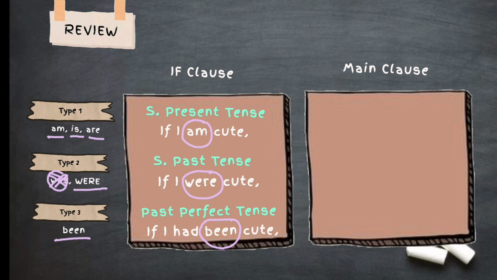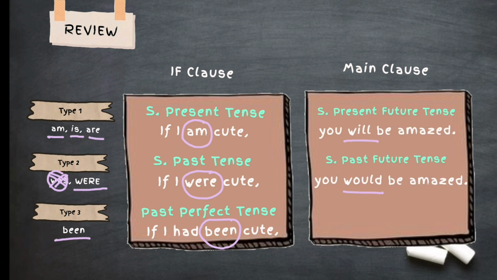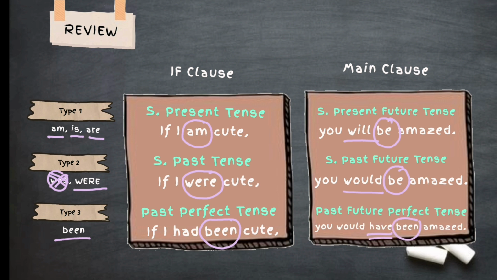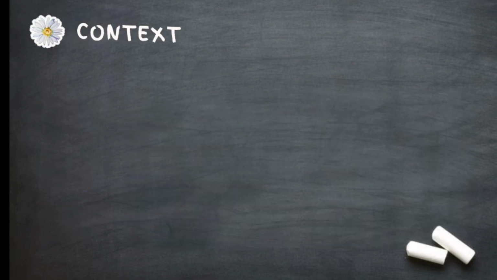What about the main clause? For the main clause, will and would are modals. The be for all of the modals is be. So, I will be, it would be. You can just simply add be. But then, for the main clause in type 3, you need to add been because there's have been. Okay, we already know about the pattern.